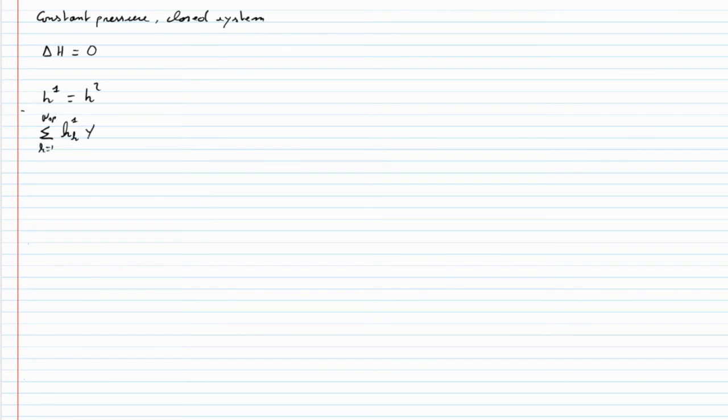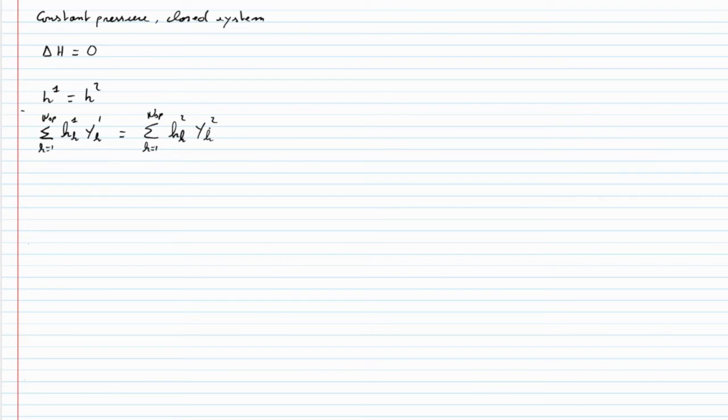So we have a constant pressure, closed system, therefore the variation of enthalpy between state 1 and state 2, fresh and burned gases, is equal to 0. It means that the enthalpy of the fresh gases, H1, is equal to the enthalpy of the burned gases, H2. We can express the mean mixture enthalpy in terms of the enthalpy of each species that composes this mixture. Therefore, it comes that the sum from k equal 1 to nsp of hk1 Yk1 is equal to the sum from k equal 1 to nsp of hk2 Yk2.